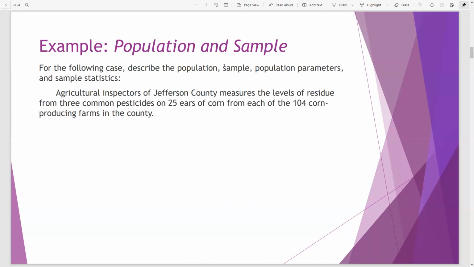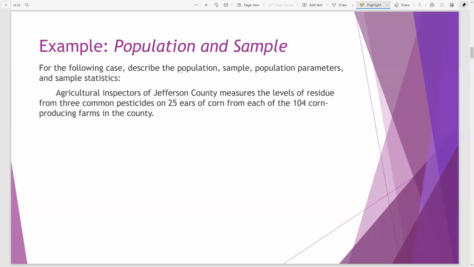And here, we need to describe the population, sample, population parameters, and the sample statistics. Let me highlight it. An agricultural inspector of Jefferson County measures the level of residue from 3 common pesticides on 25 ears of corn from each of the 104 corn producing farms in the county. So that's the sentence, and what they want to do actually.